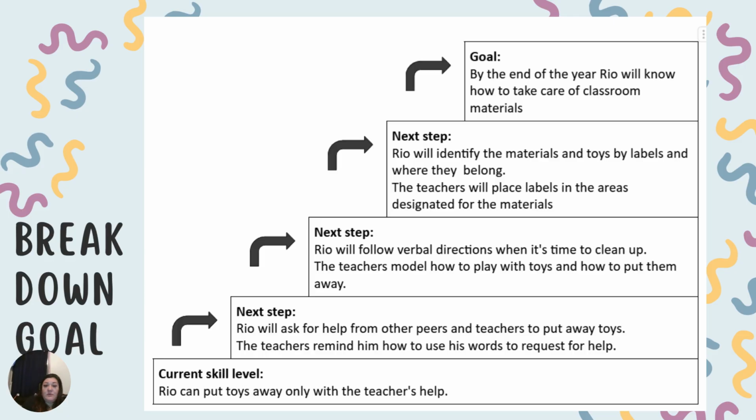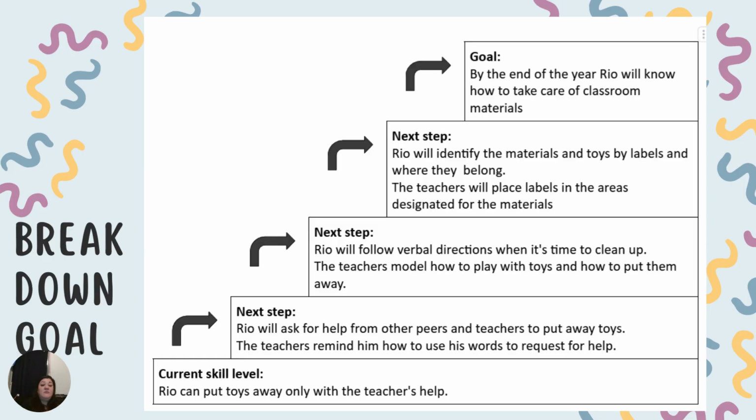The breakdown for goal three is by the end of the year, Rio will learn how to take care of his classroom materials because during transitions, he would get upset, kick them over, throw them. So this way, he'll learn how to put them away without getting upset. The first step is Rio can put away toys only with teachers' help. So that is his current level.